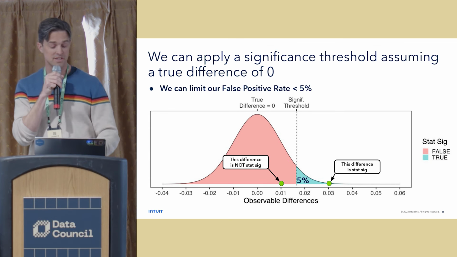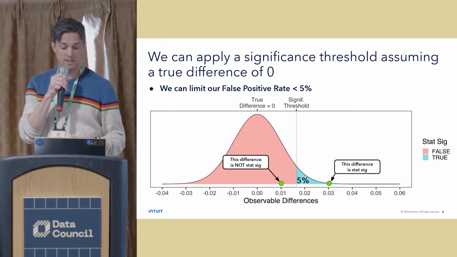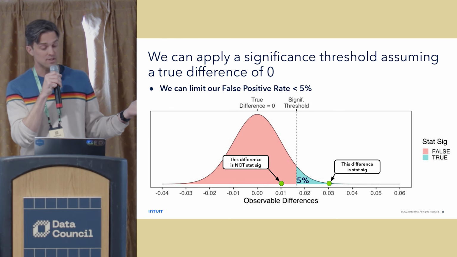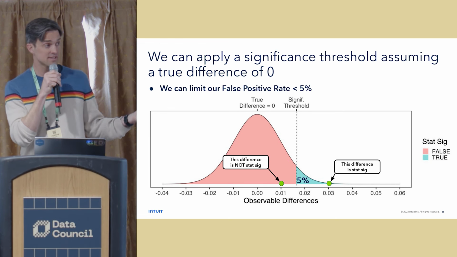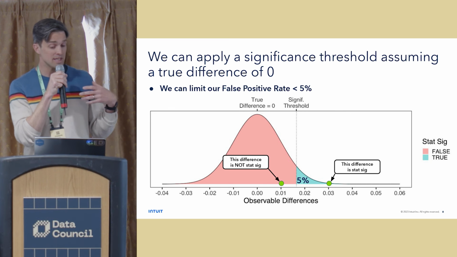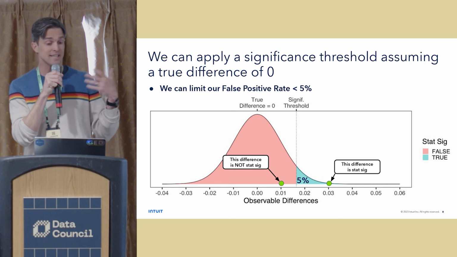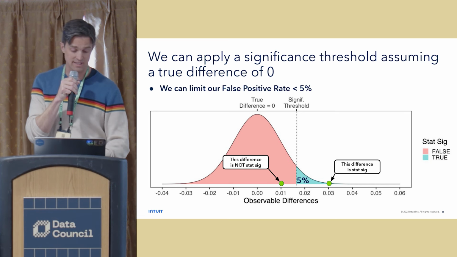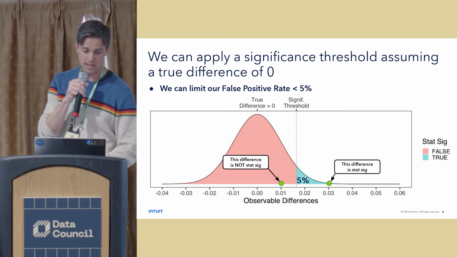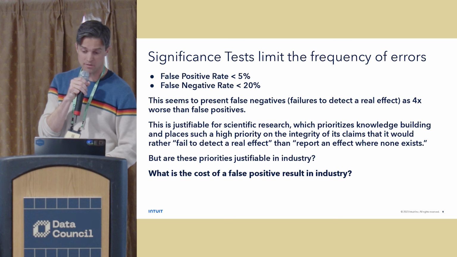And so, this more extreme 3% difference, this would be considered stat sig. It's beyond the threshold. This 1% difference would be considered not statistically significant. Now, even if it is a real effect, it's not statistically significant. In that case, it's a false negative. It's a failure to detect a real effect. And so that's how we limit the frequency of our errors.